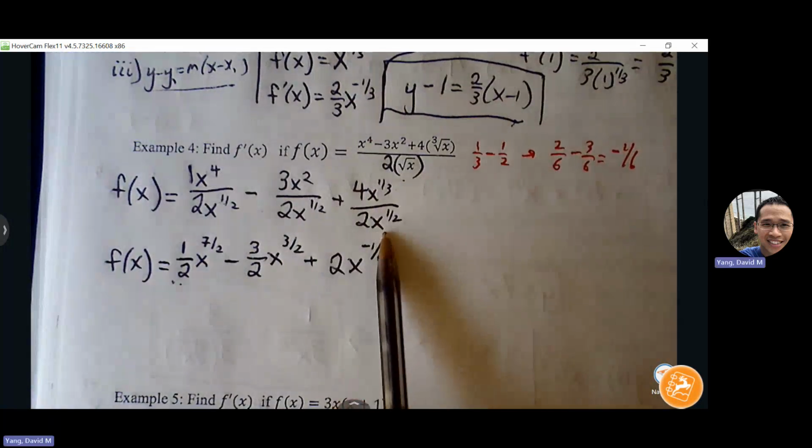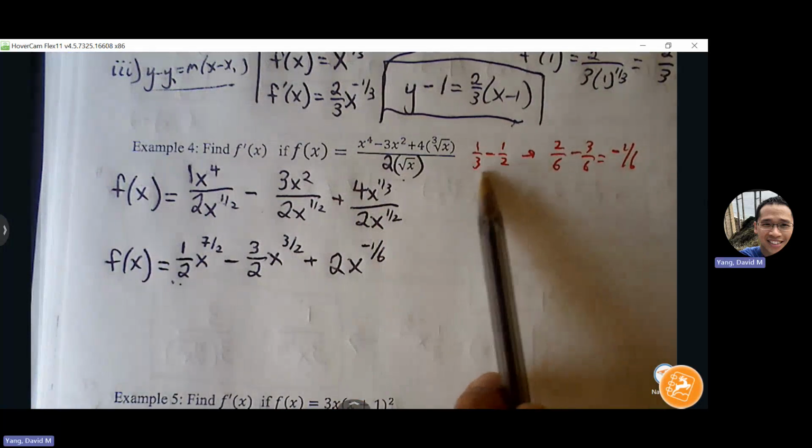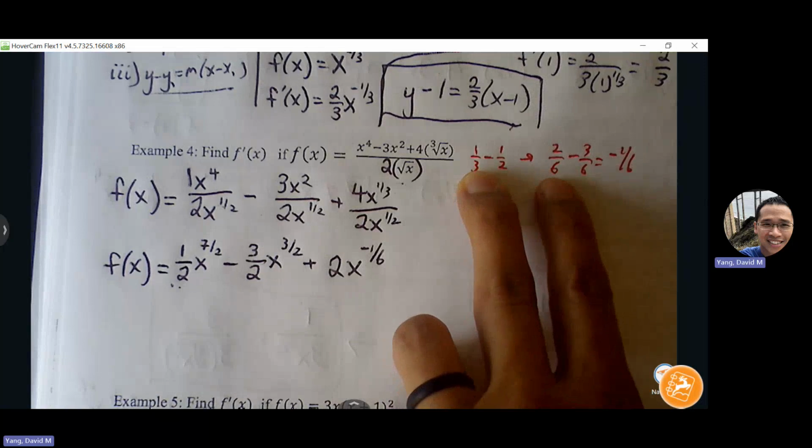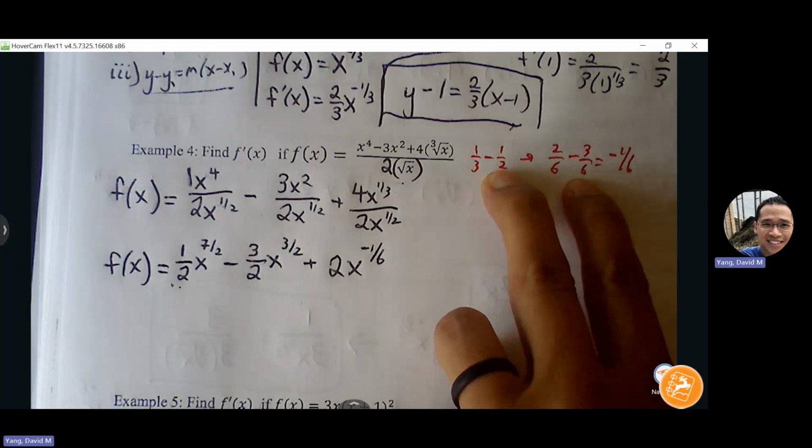Because I did 1/3 minus 1/2. So 1/3 minus 1/2, I need to do common denominators. So my common denominator is 6. So I've got to balance that fraction. 3 times 2 is 6, so 1 times 2 is 2. 2 times 3 is 6, so 1 times 3 is 3. No calculator.